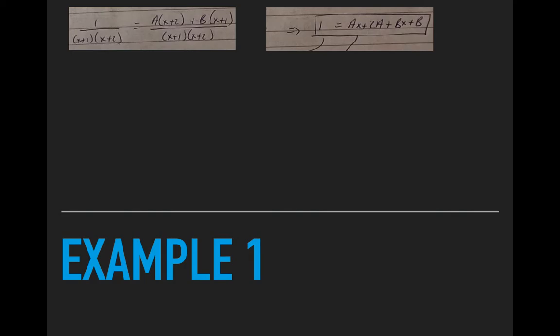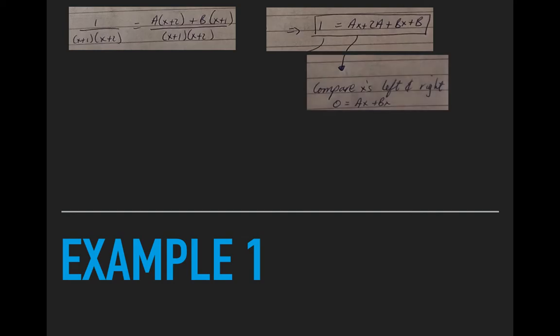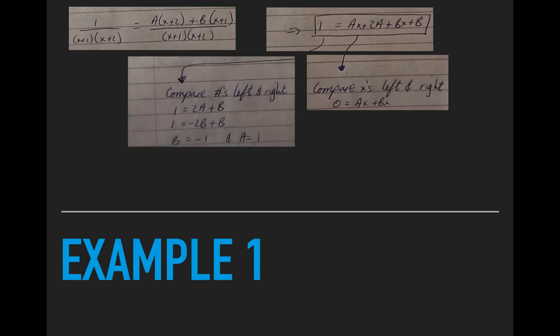The next thing you're going to do is compare the numbers left and right and compare the x's left and right. So we're starting there with comparing the x's. On the left there's no x's. On the right we have ax plus bx. Now we compare the numbers as well. On the left we have the number 1, and on the right the numbers that we have are 2a plus b. So the 2a and the b on the right have no x next to them, so they're just going to go with the thing that has no x next to it on the left.